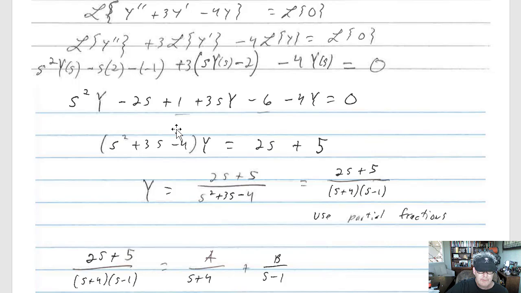If we simplify, I'll now only write big Y instead of Y of s. And we want to solve for big Y. So the terms without the Y, we move to the right. So we have a minus 2s, we have a plus 1, and a minus 6. So it's 2s plus 5 here. On the right-hand side, we've got this quadratic, which would have been our characteristic equation if we had done it through our other way.